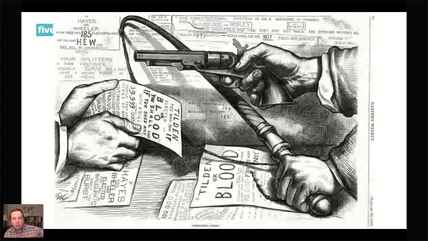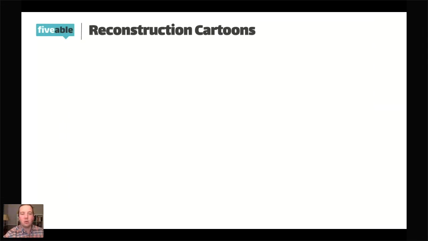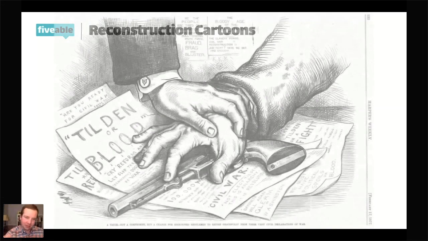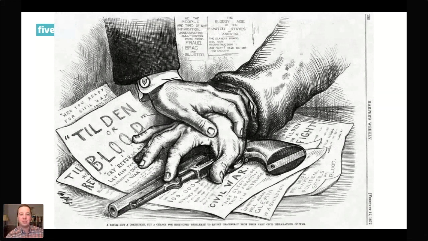So 1876, just to go over this one more time, it's Hayes versus Tilden in the election of 1876. The South is threatening secession here. Notice they're holding a bullwhip representing slavery. They're holding a gun and saying, elect our guy, Tilden, not Hayes. But eventually the North is able to disarm them like this, and they're able to have this compromise.